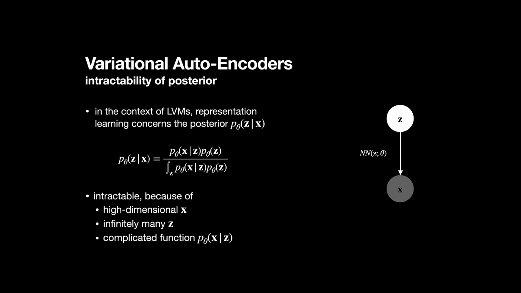Through Bayes' theorem, we express the posterior distribution as the multiplication of the likelihood and the prior distribution divided by a normalizing factor. It is the denominator that causes the intractability, because of the high dimensionality of the observed data, the fact that we have to integrate over infinitely many possible latent variables Z, and the fact that we are using a complicated neural network as the mapping function.